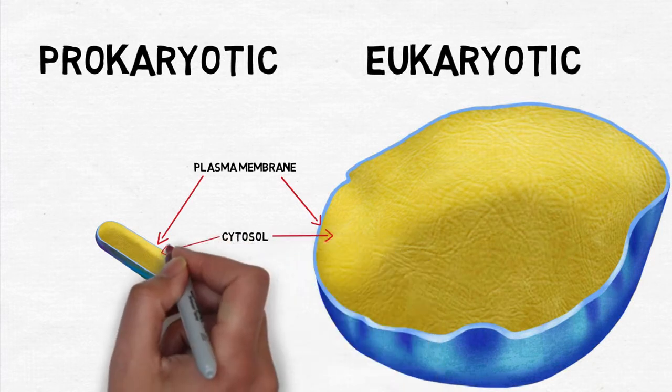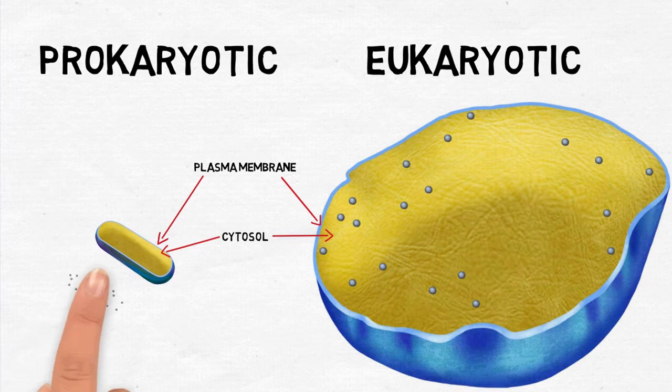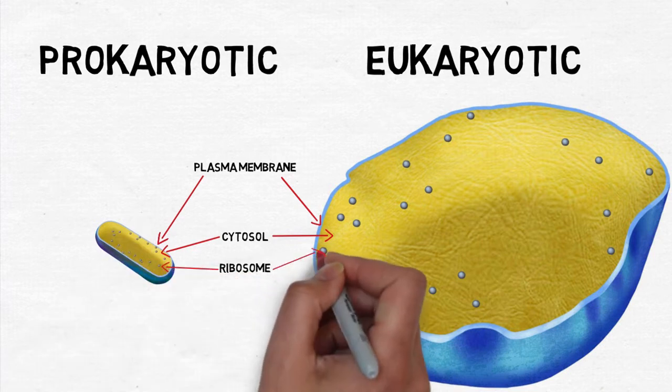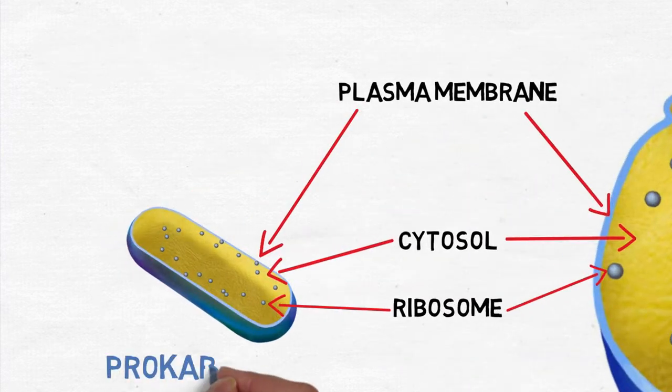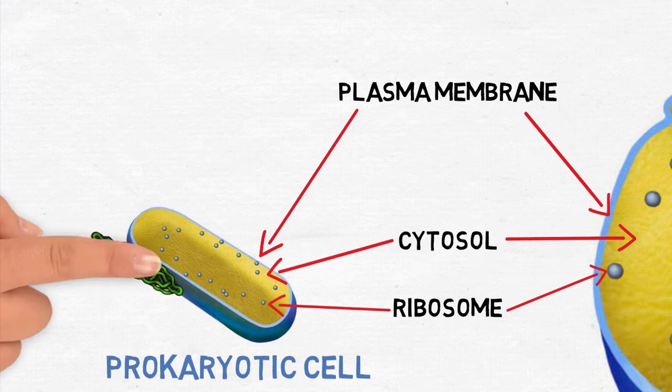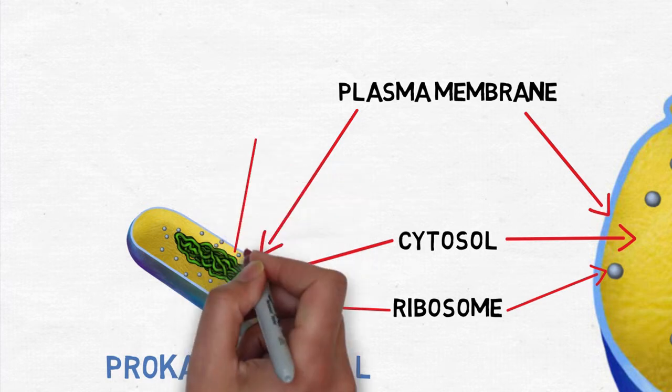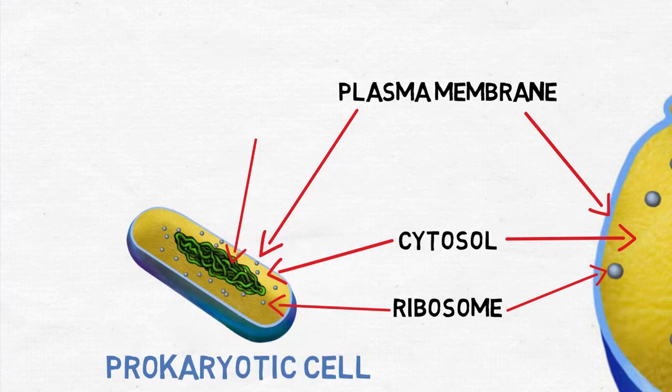All cells contain ribosomes, which are tiny complexes that serve as the site of protein synthesis. Cells contain chromosomes, which carry genes in the form of DNA. In a prokaryotic cell, the DNA is usually organized as a single circular chromosome and concentrated in a region that is not membrane enclosed, called the nucleoid.